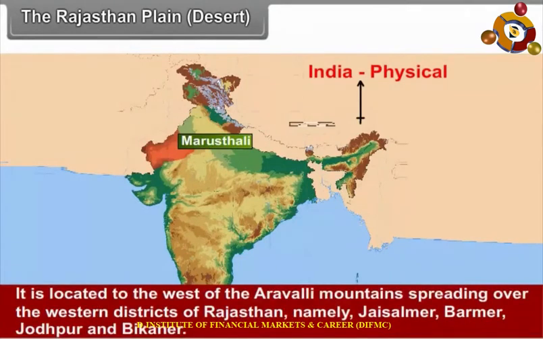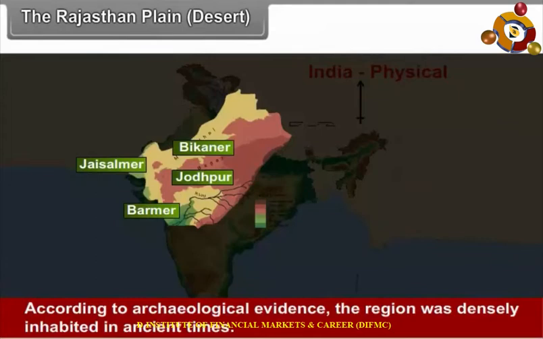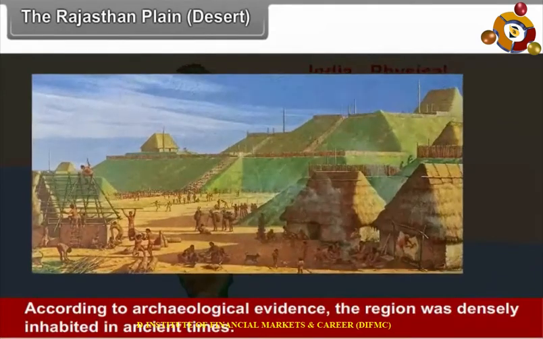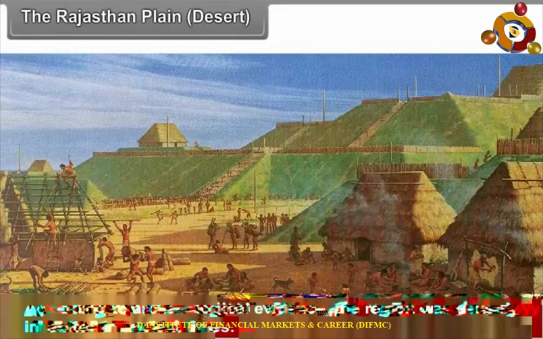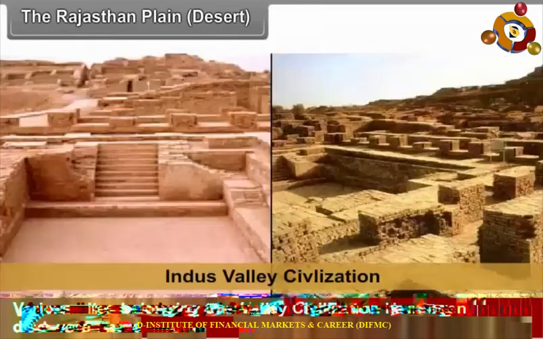It is located to the west of the Aravalli Mountains, spreading over the western districts of Rajasthan, namely Jaisalmer, Barmer, Jodhpur and Bikaner. According to archaeological evidence, the region was densely inhabited in ancient times. Various sites belonging to the Indus Valley civilization have been discovered here.